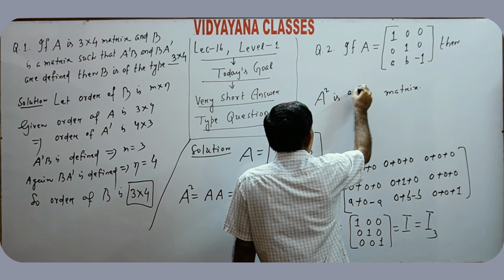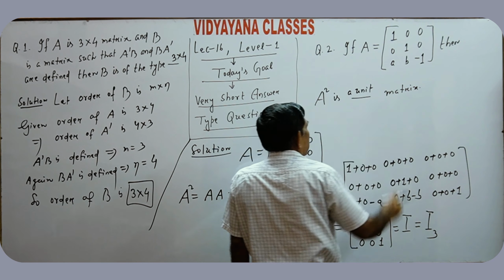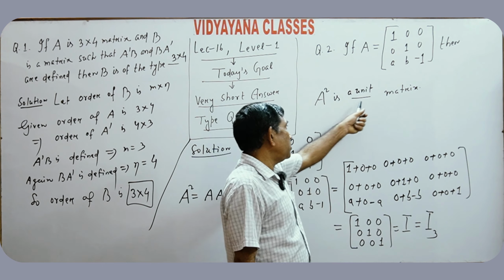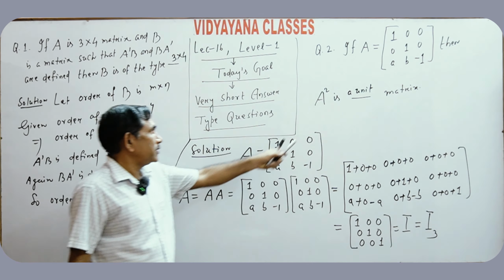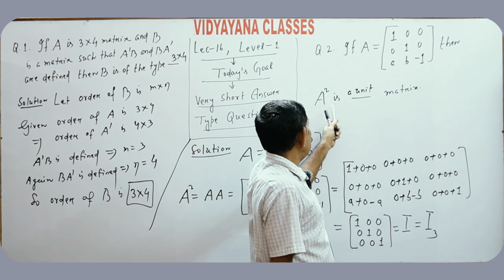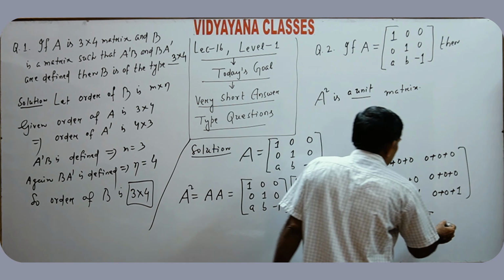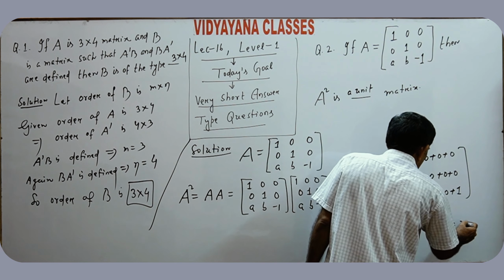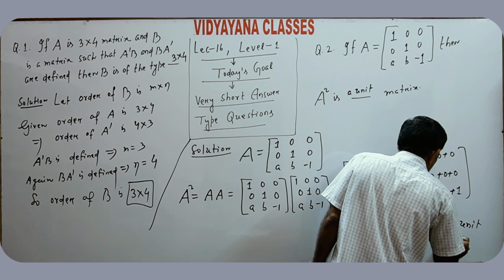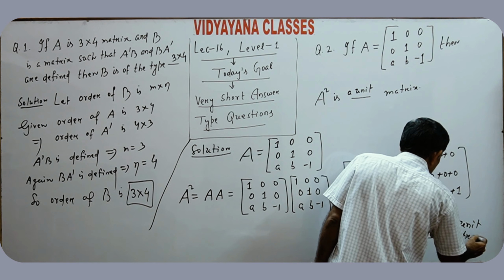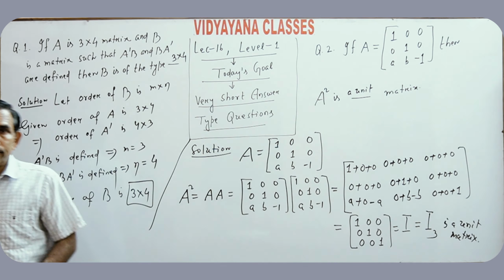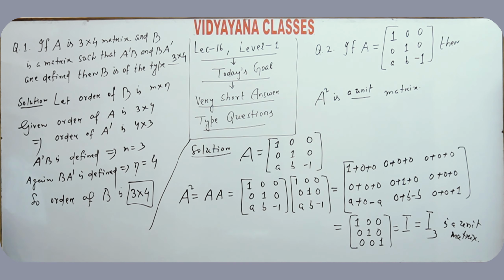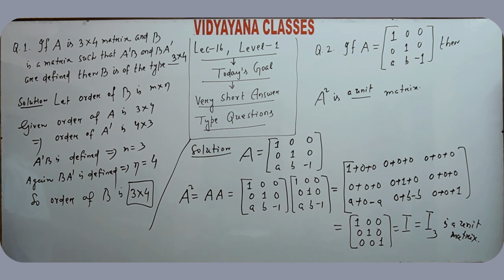A square is a unit matrix. So the correct answer is: A square is a unit matrix. Clear? Okay. Write down.